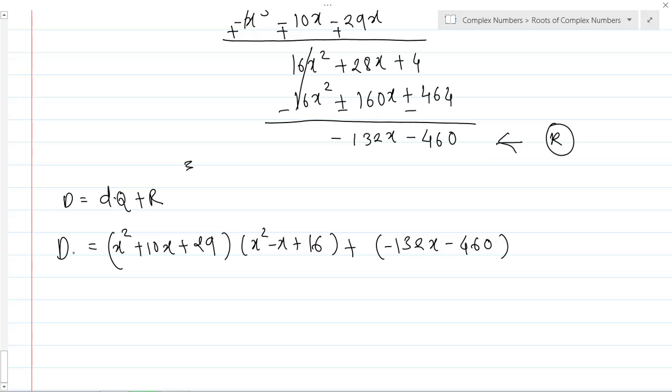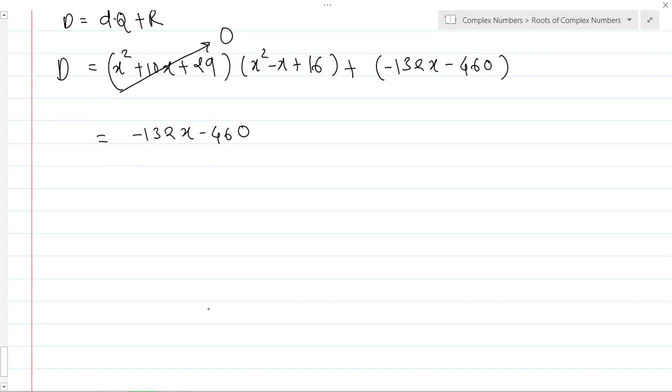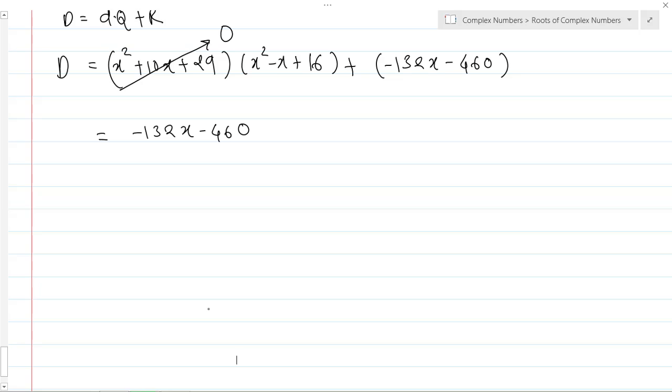Now this part is equal to 0, as we have already seen. So what is my answer: minus 132x minus 460. But we don't want the x value there, so let's substitute the value of x, which is minus 5 plus 2i: minus 132 into minus 5 plus 2i, minus 460.